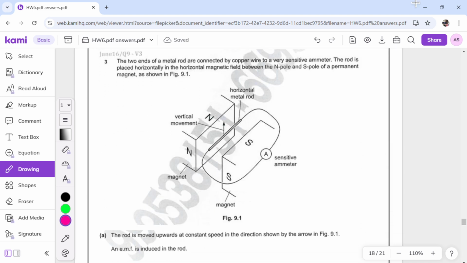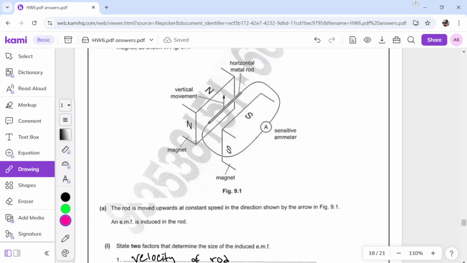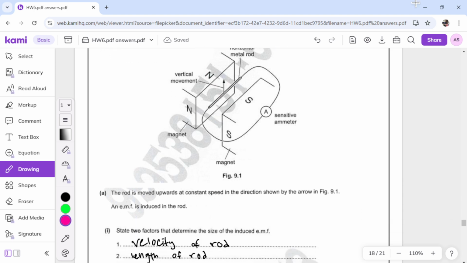The two ends of a metal rod are connected by copper wire to a very sensitive ammeter. The rod is placed horizontally in the horizontal magnetic field between the N pole and the S pole of a permanent magnet, as shown in figure 9.1. Now what is the question? The rod is moved upward at constant speed in the direction shown by the arrow in figure 9.1, and an EMF is induced in the rod.